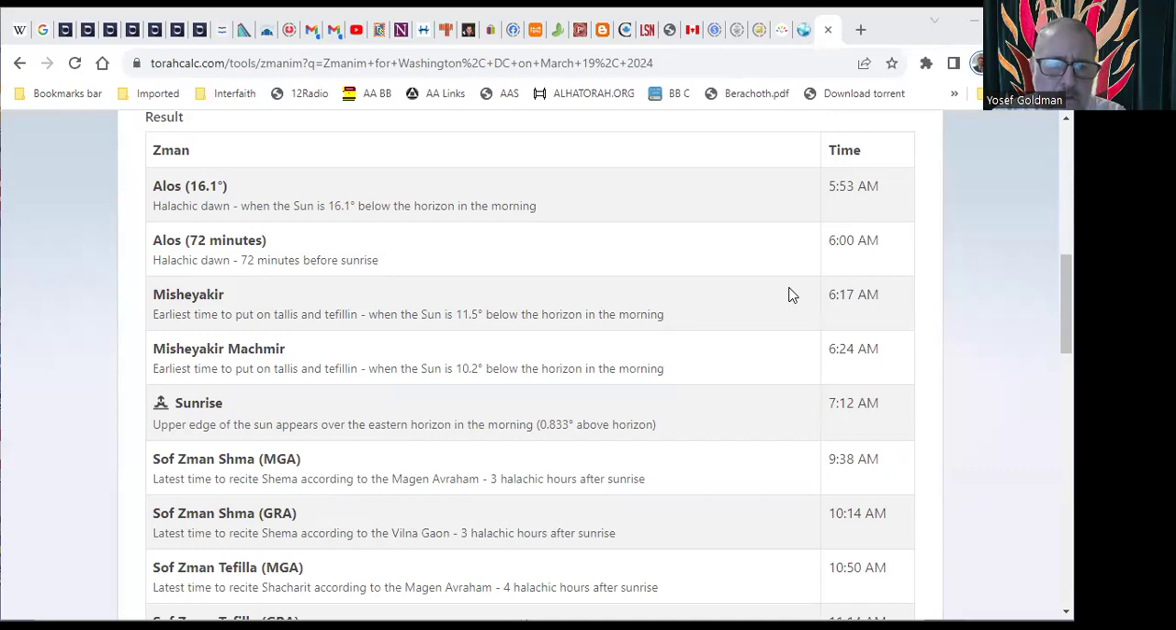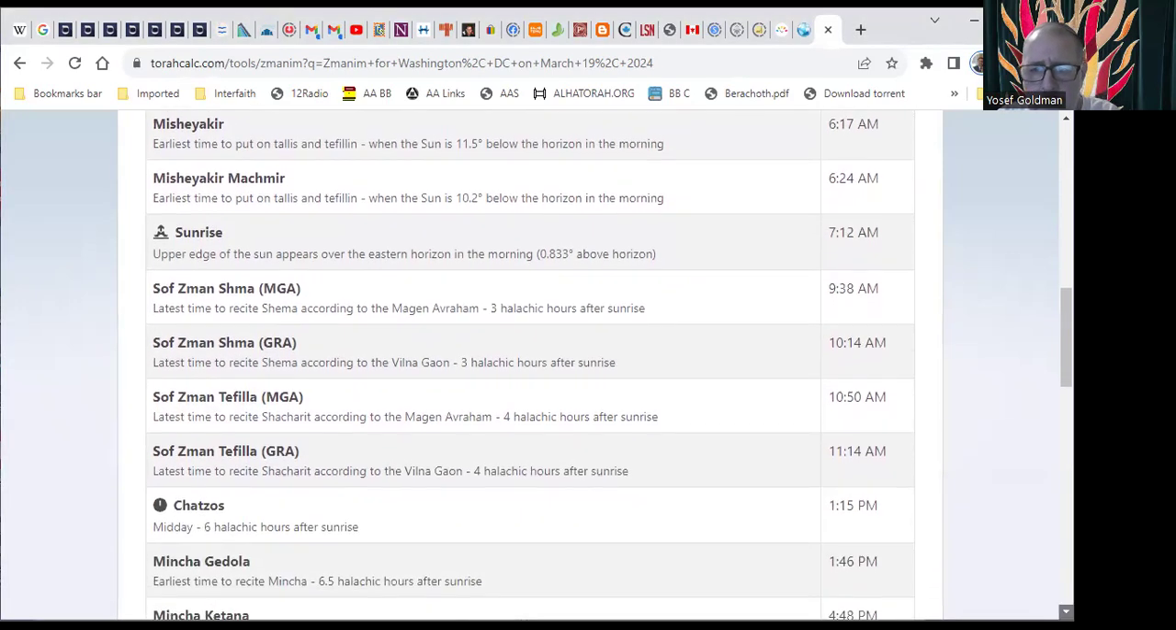Misheyakir is when you can discern between a person who's your acquaintance but not a very good friend, and also between the light blue and the white of the tzitzit. That's the earliest time to start putting on talis and tefillin, and also the earliest time that we're supposed to start saying Shema. And Misheyakir Machmir, so that's the difference again of 7 minutes, between 6:17 a.m. and 6:24 a.m. Then sunrise, which can also be found in your local newspapers, is 7:12 a.m.